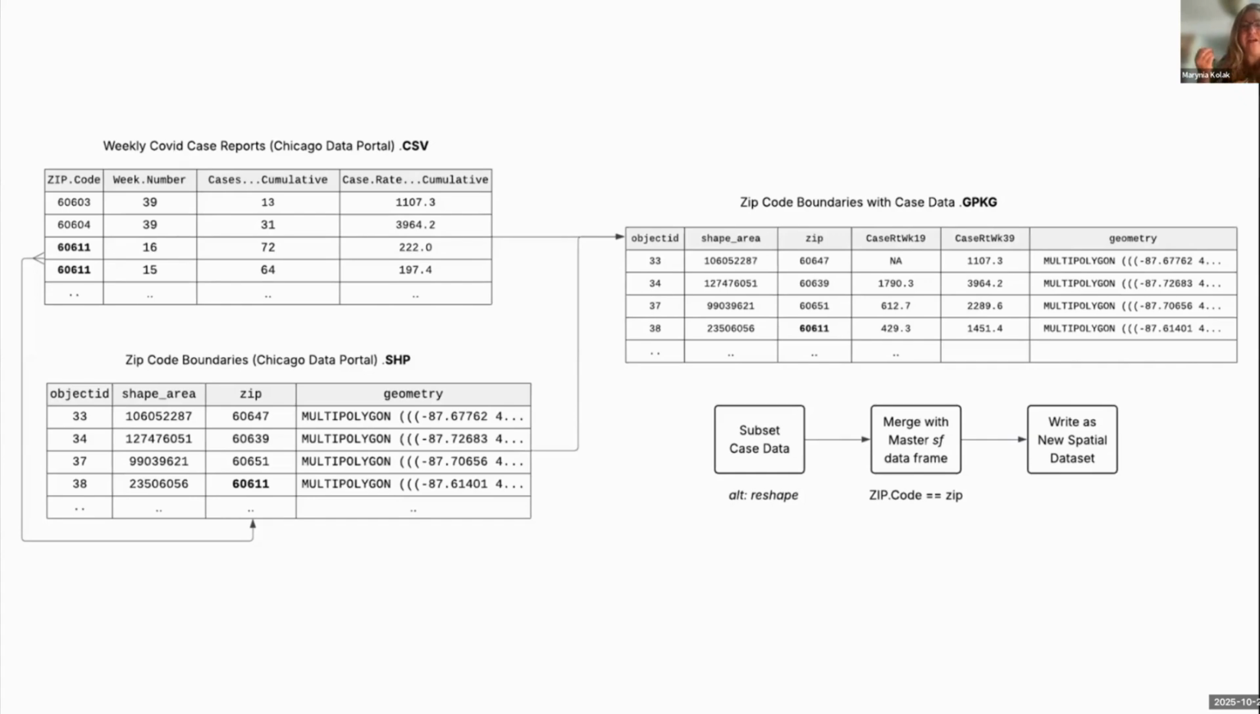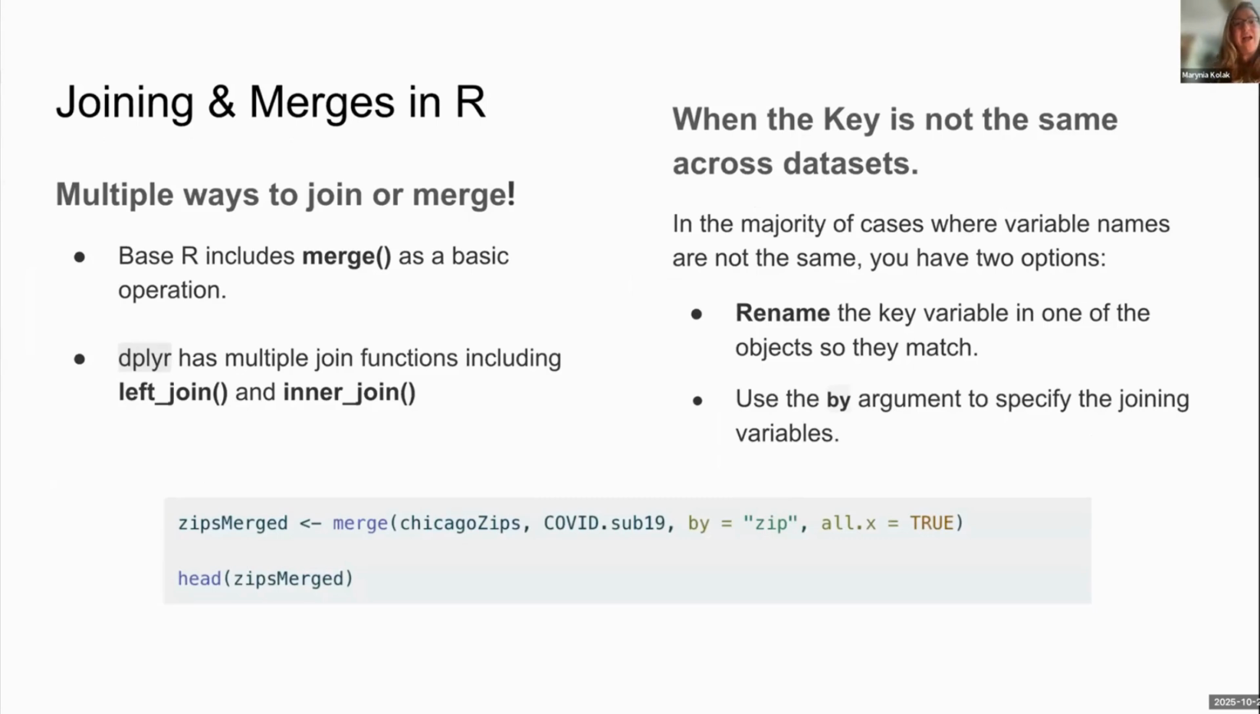So it has to be an SF object in R. Outside of R, it needs to be a shapefile or a geopackage or something like that. So that's just a fair word of warning. And then when you're joining and merging, there are many, many different ways to do this. Base R uses merge. We're going to use that today.